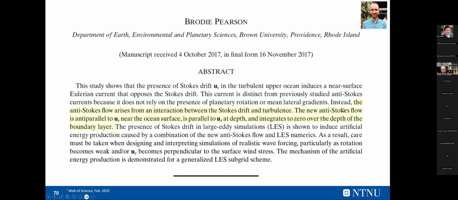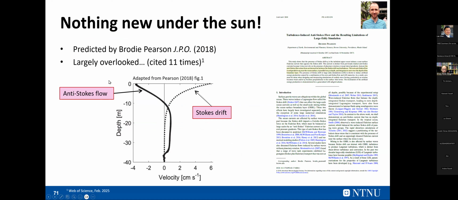Here's a bit from the abstract: a near-surface Eulerian current opposes the Stokes drift. It arises from an interaction between Stokes drift and turbulence, and it is antiparallel to the Stokes drift near the surface, changes sign at depth, and integrates to zero over the depth. So that sounds like exactly what we've got. Here's a figure from Pearson's simulations.